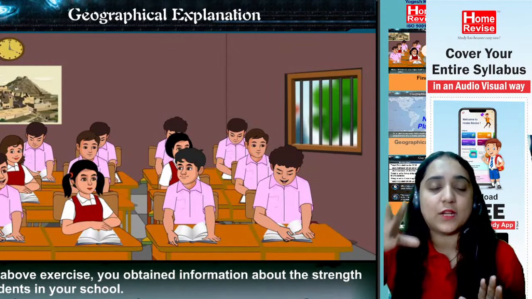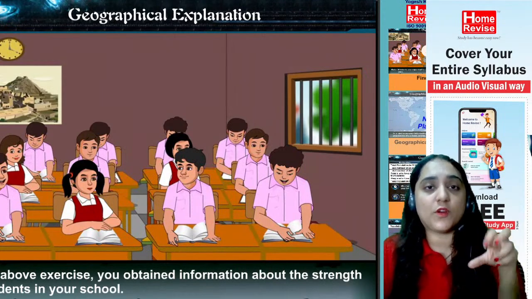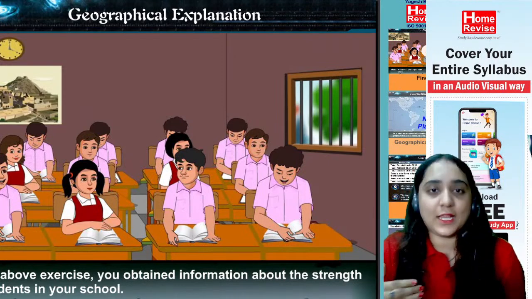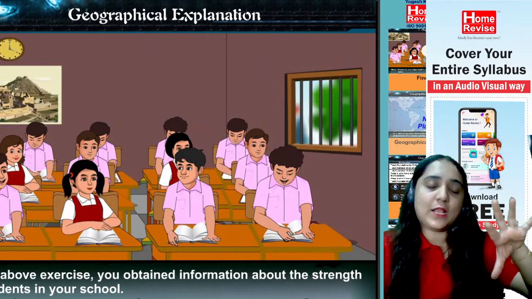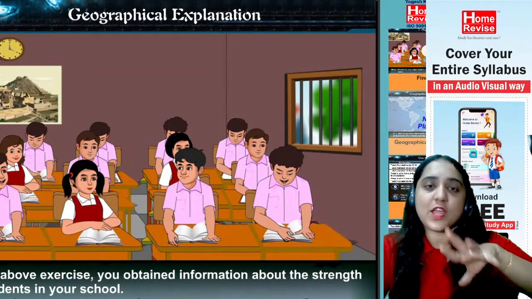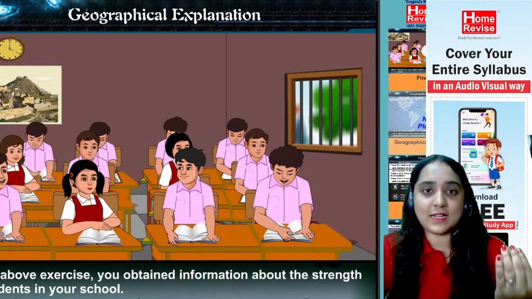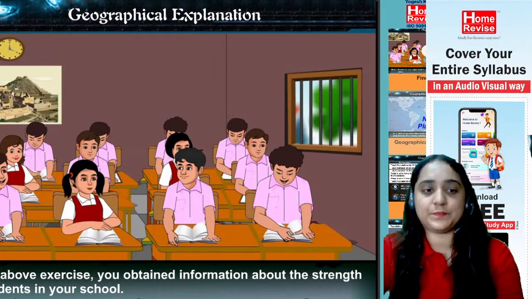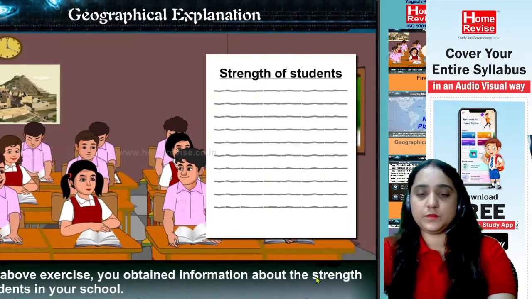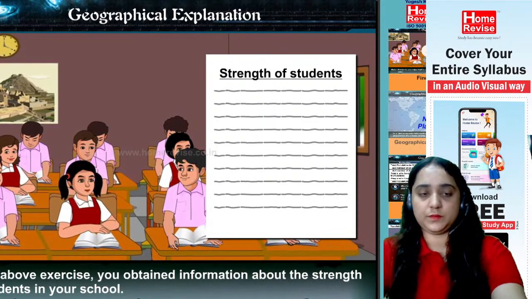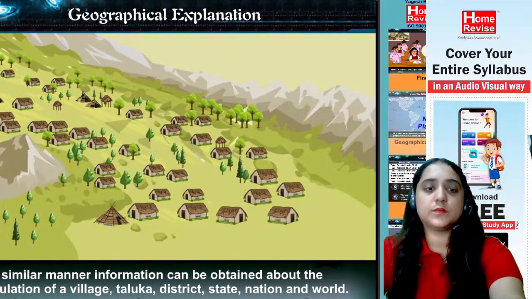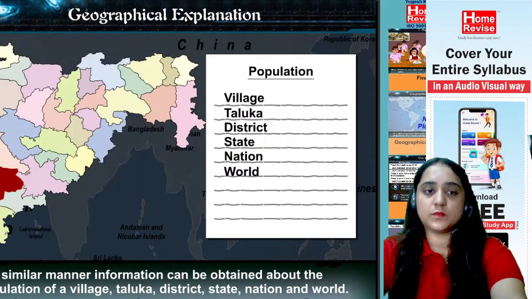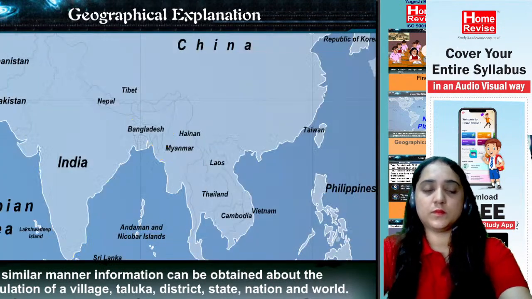Then you go for the 7th grade. Similarly for A, B, C, what are the number of girls, what are the number of boys, what is the total number. So you have to calculate all this. Okay, so if you calculate this way, from the school, you will understand what exactly population is. So now if we talk about a particular area, see, you obtained information about the strength of students in your school. In a similar manner, information can be obtained about the population of a village, taluka, district, state, nation, and world.